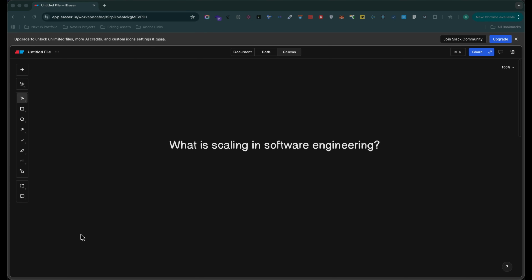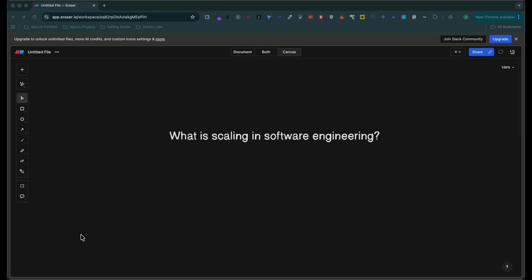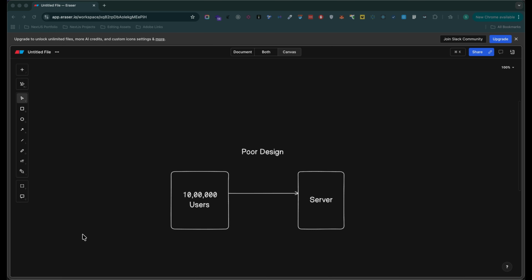Today let us get to know what is scaling in terms of software engineering. So before understanding scaling, let's understand what is the problem behind it and why do we use scaling. Let's say you have built a website and it's just running on one server. Basically, all of your users are served from a single server.